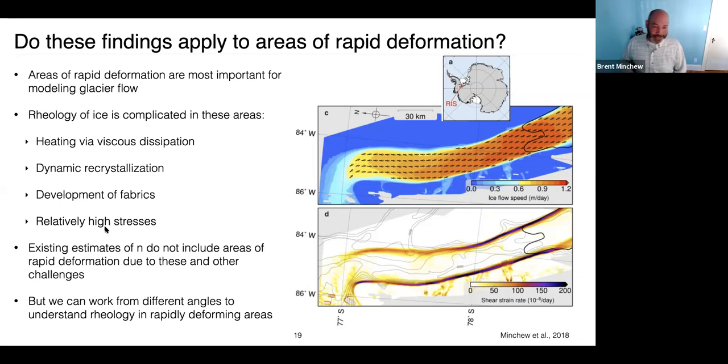So our existing estimates do not include these areas of rapid deformation due to these and all these other challenges associated with actually getting at that and sorting out, for example, the difference between changes in the value of N, localized heating, development of fabric, and so forth. These are the challenging things to pick apart given the observations that we have at the moment. But we are working from different angles to try to understand the rheology of the ice in these rapidly deforming areas.